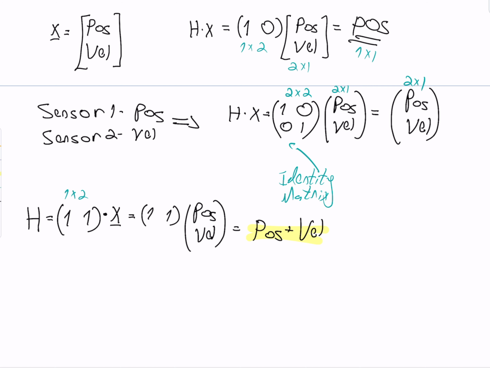These are not two different measurements, because two separate measurements would have brought me to a 2 by 1 vector, as we saw earlier. This is one measurement that gets me a single value, which is the sum of the position and velocity. So when we understand, we can wrap it up.